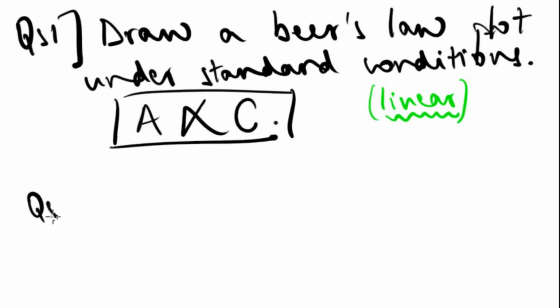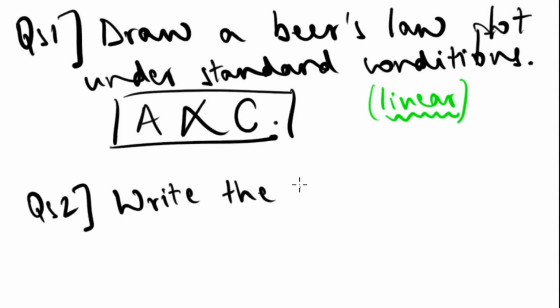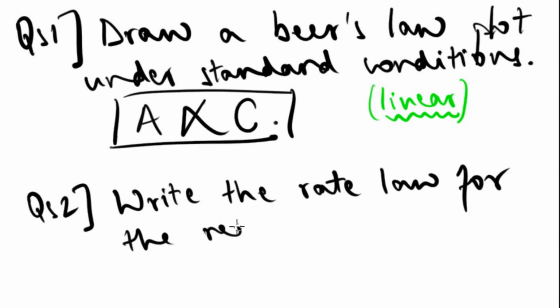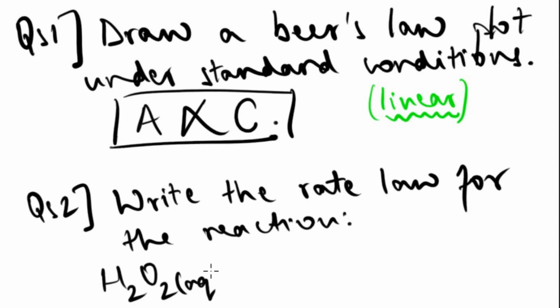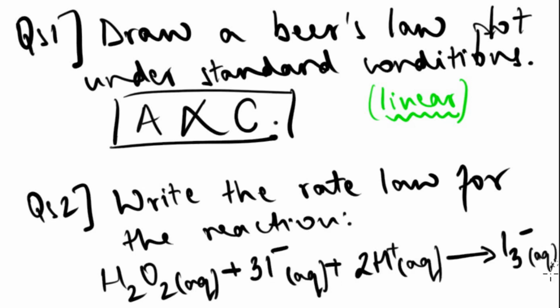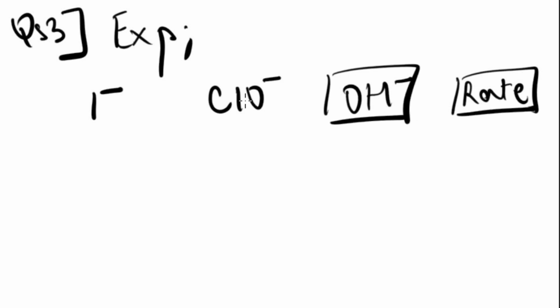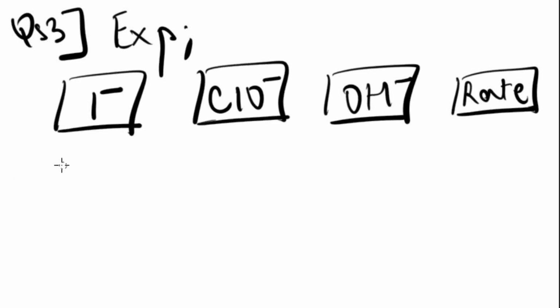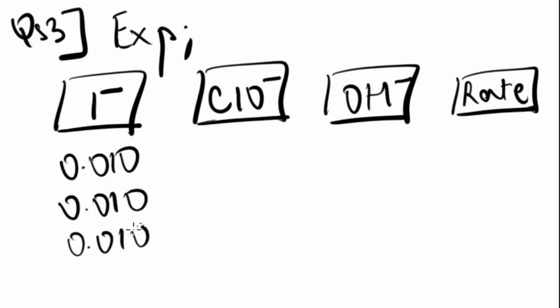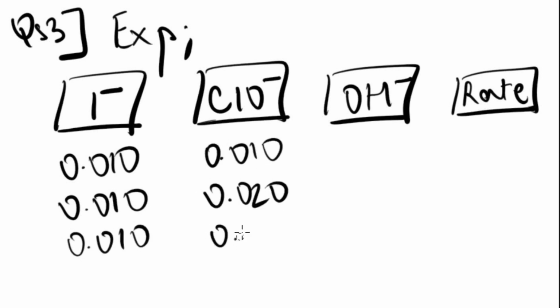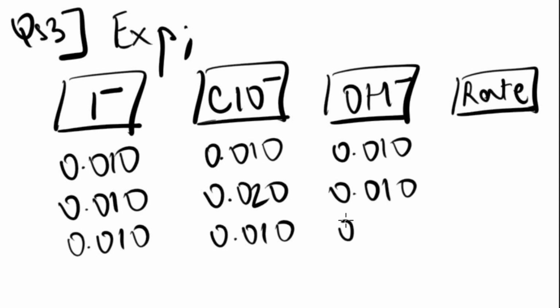Okay, the second question is I will give you a reaction and you have to give me the rate equation for this reaction. And the last question is I will give you experimental lab values and you have to give me the order of the reactant. Look at all three of them carefully, see the changes and state which order ClO and hydroxide ions are in this particular lab experiment.